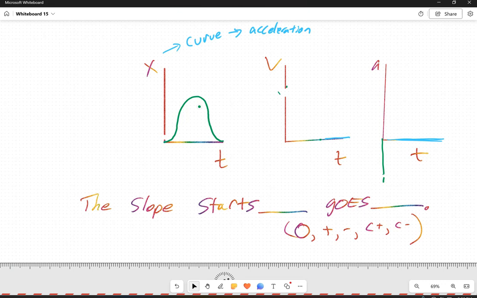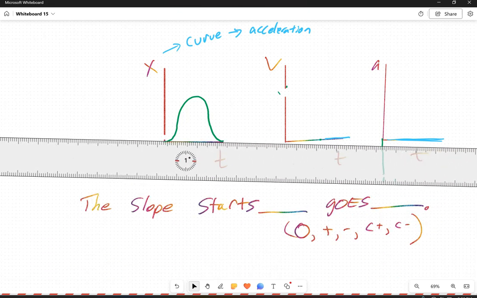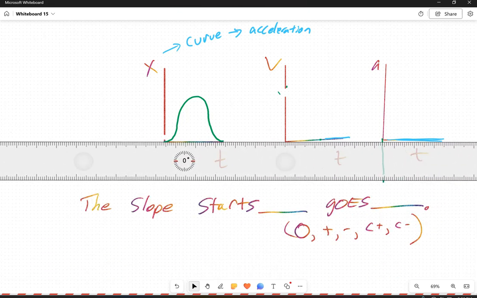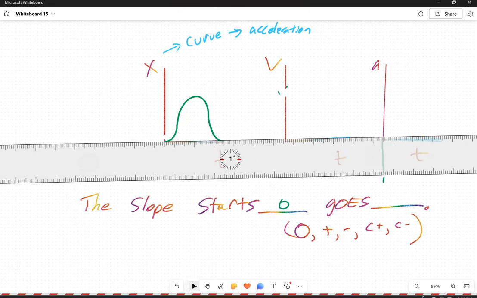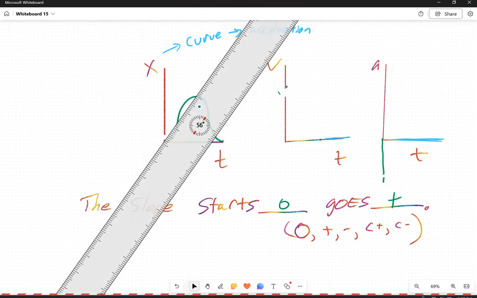That one looks fun. Let's see. My slope right at the very beginning is what? It is 0. So we're starting at 0. And where are we going? Positive. Starting at 0 and going positive. So somewhere positive.